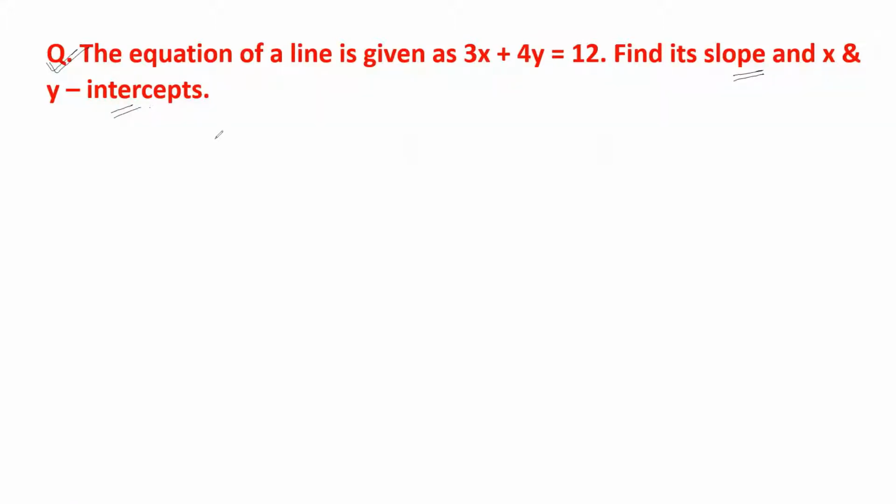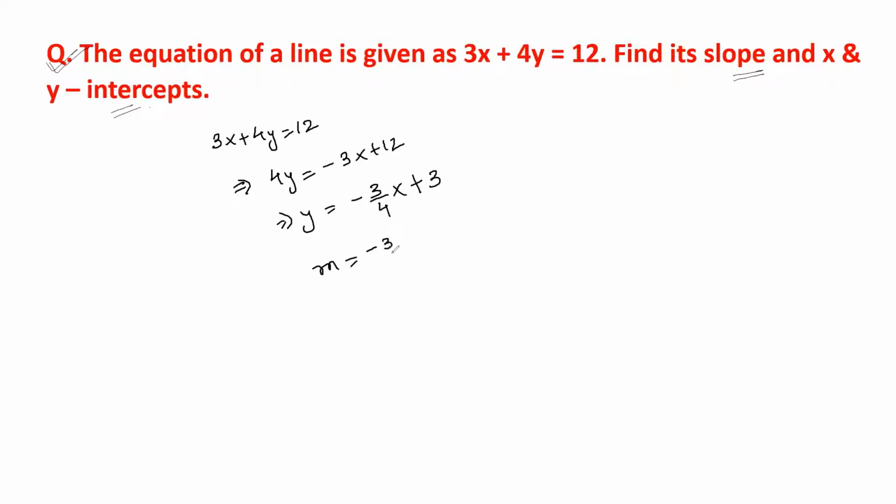Equation of the line is given as 3x plus 4y equals 12. Now, if we convert this line into slope intercept form, that is y equals mx plus c, in that case, 4y would be equal to minus 3x plus 12, or y would be equal to minus 3 by 4 x plus 12 by 4, that would be 3. So the slope of the line would be simply minus 3 by 4 and the y-intercept would be simply 3 units.